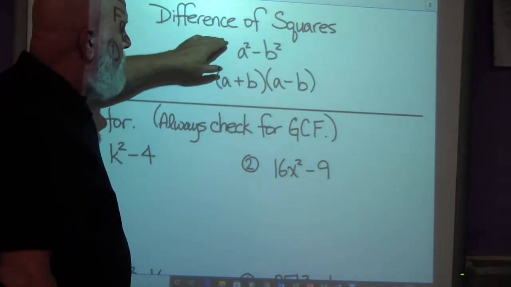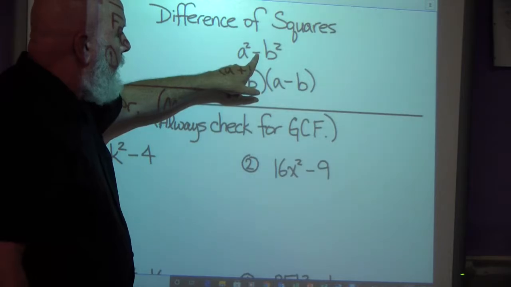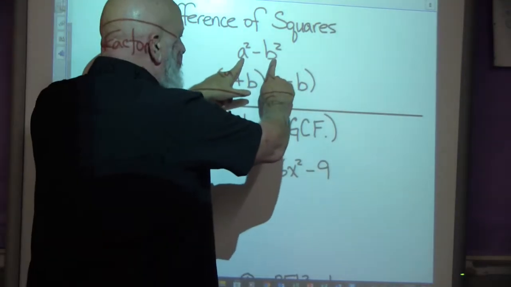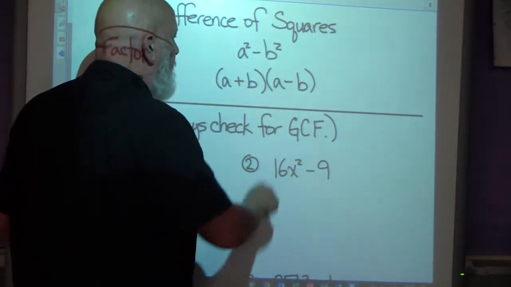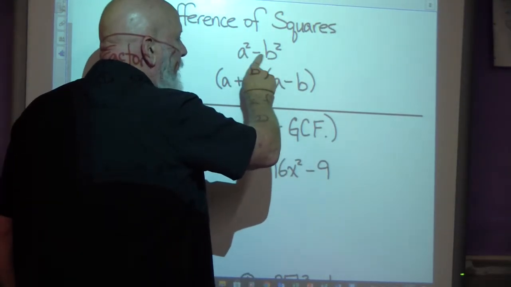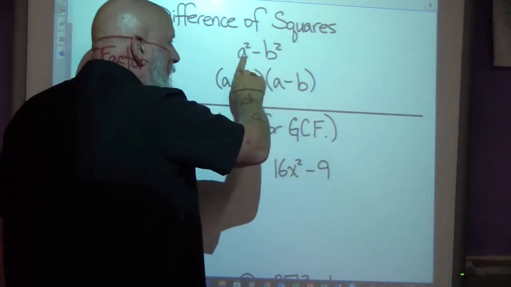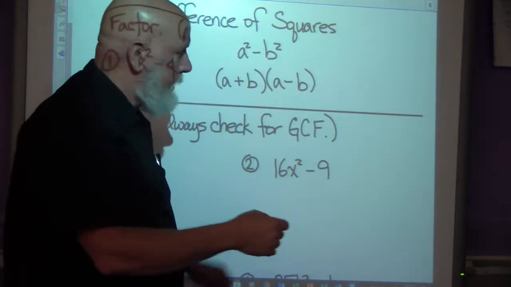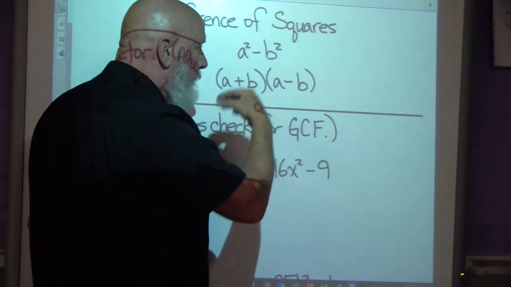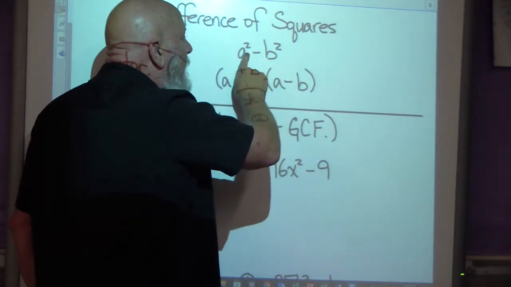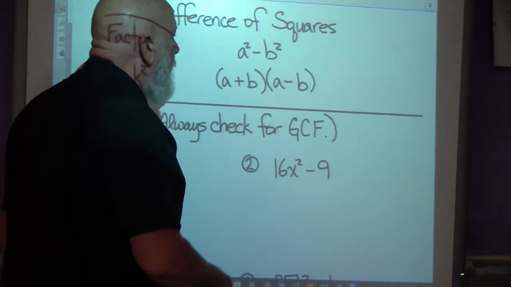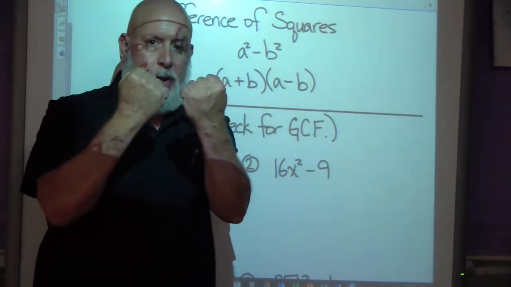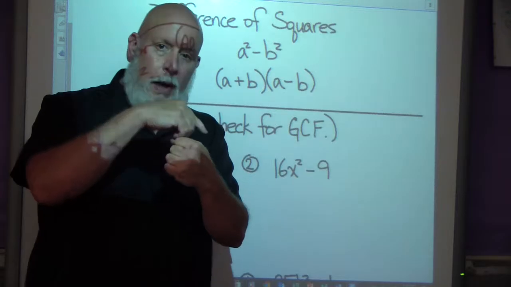A difference of squares is simply a difference of two values that are being multiplied by themselves. It could be any two values. It doesn't have to be an A and a B. If something is being multiplied by itself minus something else that's being multiplied by itself, which is what the second power means, you multiply the base by itself, this is called a difference of squares. And when we go to factor those, that means to break it up into two things such that if you multiply them together, you get what you started with.